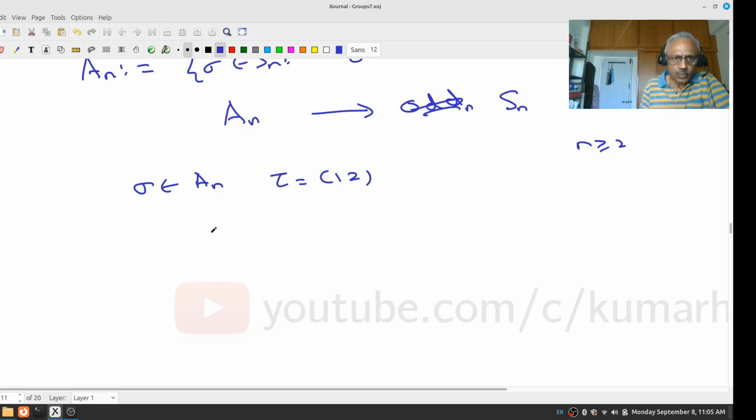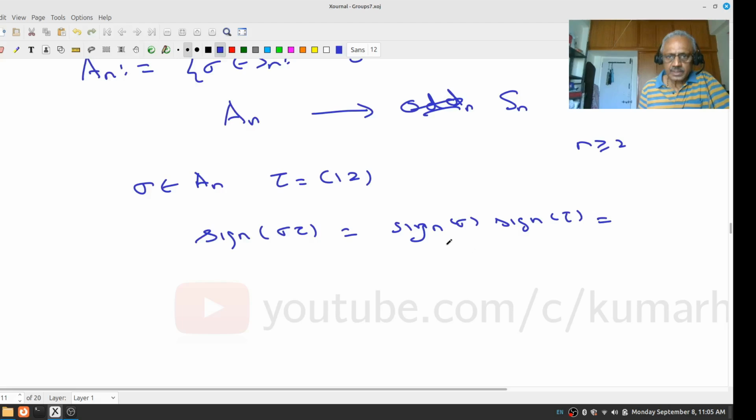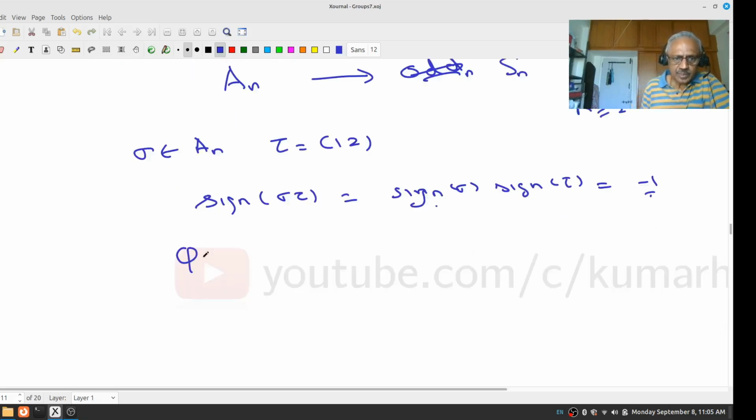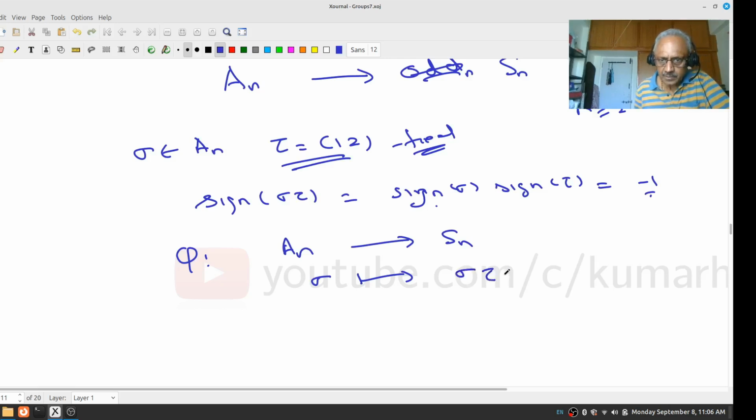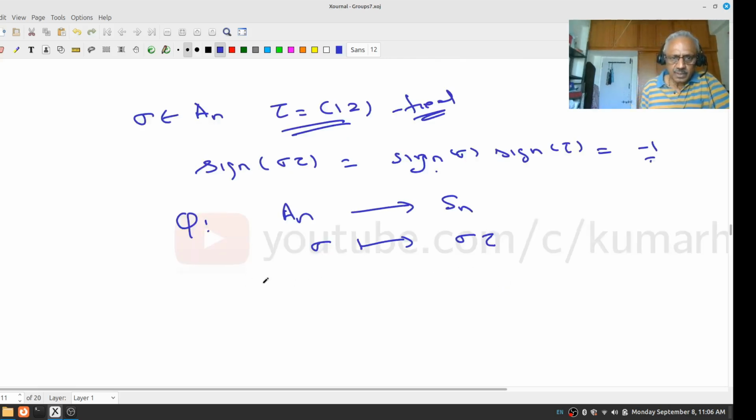Now what will be the sign of sigma tau? That will be sign of sigma times sign of tau. That is, this is 1, this is minus 1, therefore it's minus 1, right? You understand? Therefore the map, call this map phi, from An to Sn, sigma going to sigma tau, where this notation for tau is fixed now. Then what I know is this actually lands in Odd n, the set of odd permutations.